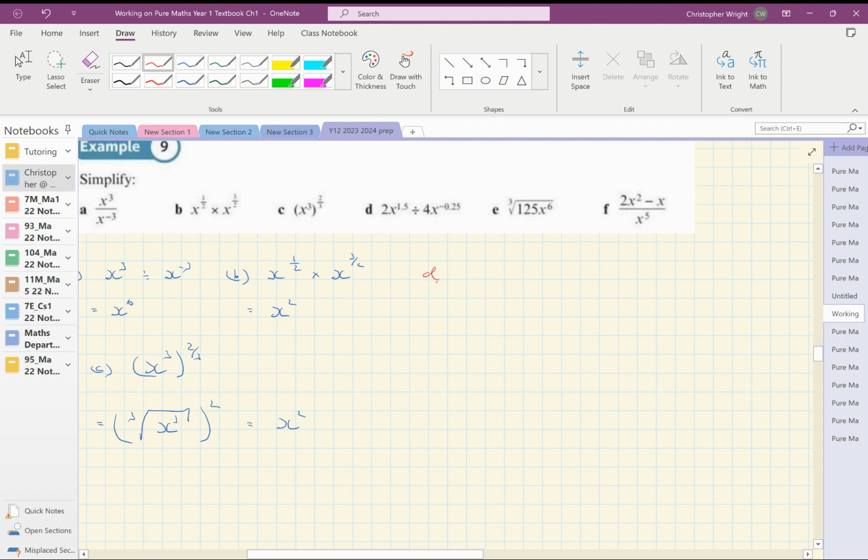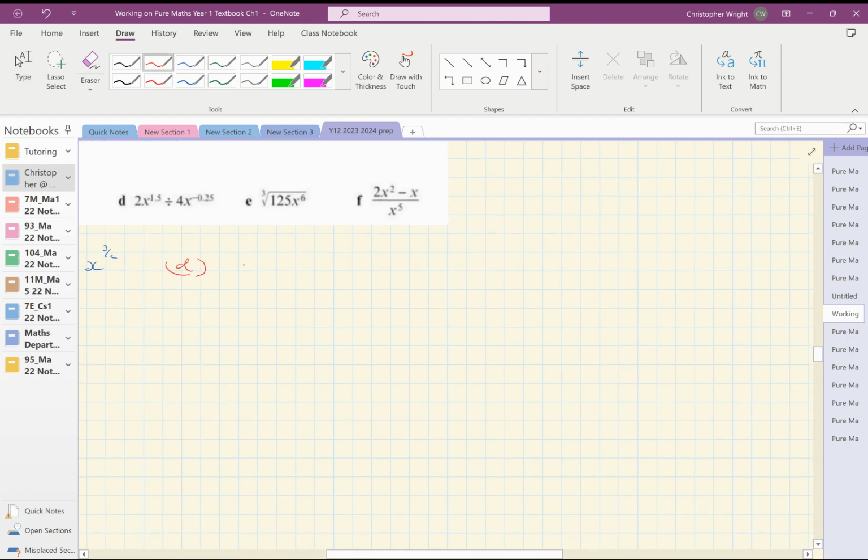Right, part D. Change to red for a minute. So I've got 2x to the power of 1.5 divided by 4 to the power x to the power of minus a quarter. Well, 2 over 4 is a half, so that's straightforward.